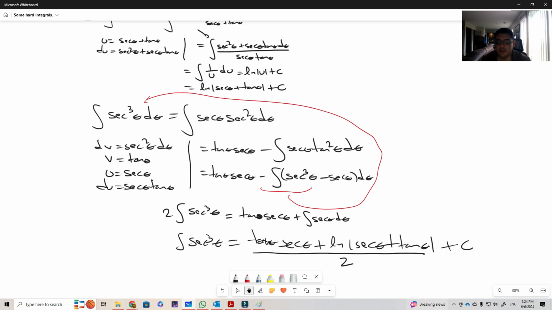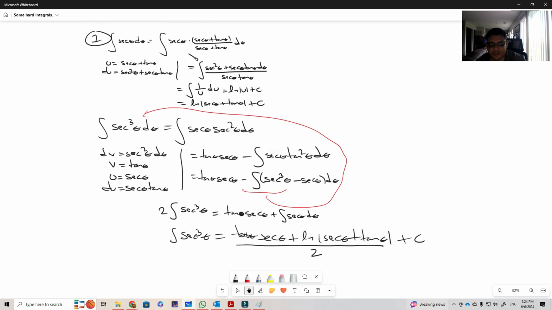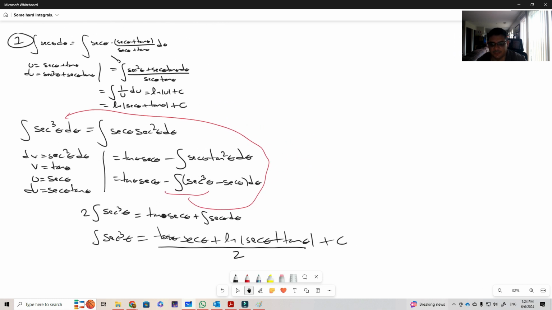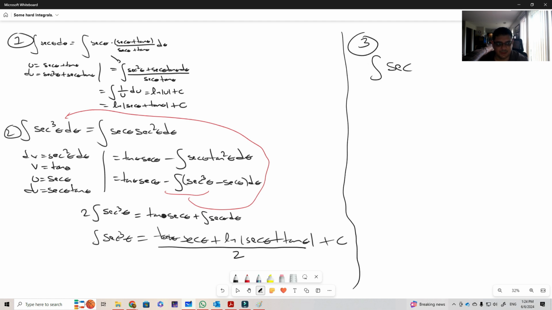Okay? So now you kind of see a trend where the previous integral is going to be used in this one. Same thing is going to happen on the next one. So this is number 2. And now I'm going to go with integral number 3, which is going to be the integral of secant to the 5 of theta, d theta.